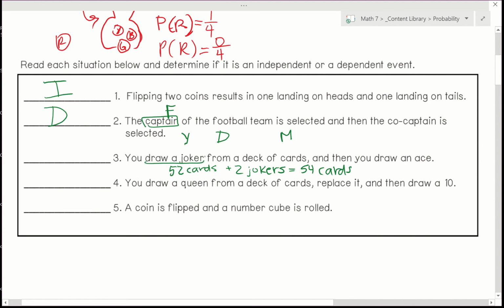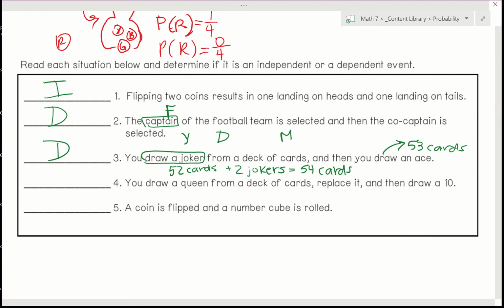But if I draw a joker and I don't replace it, now I don't have 54 cards anymore. Now I have 53 cards. So my sample space is going to change. I no longer have that joker in it. That means that my ace is now 1 out of 53 cards, whereas before it would have been 1 out of 54 cards. So this is dependent. It depends on whether or not I replace that joker.